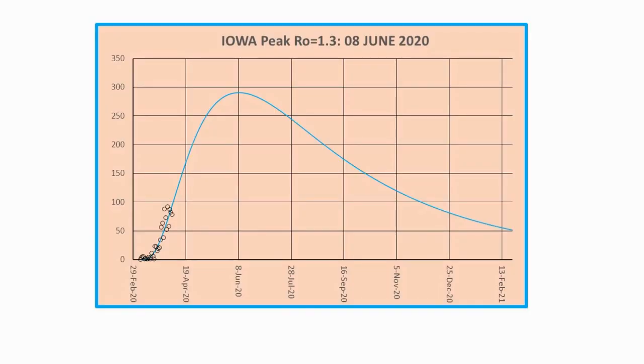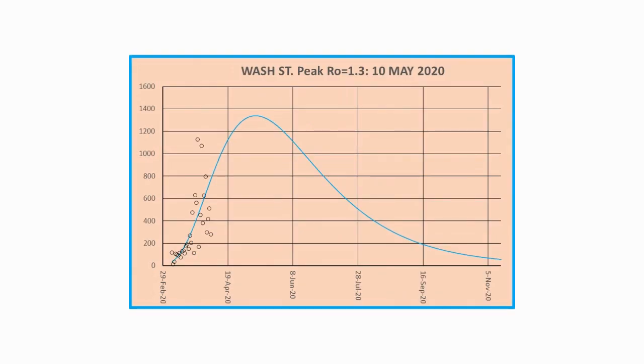So Iowa has its peak about a month later, as an example of the Midwest, a month after the USA peaks, and you know, about 300 cases on the peak day. Washington State, on the other hand, which is only twice the population, has 4 times the size of a peak.